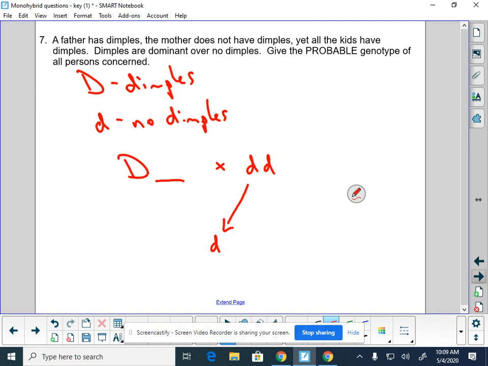If they have dimples, that means they had an uppercase D from dad. So probably the second allele is also a big D. Technically, it doesn't have to be. They could have all gotten this allele, but probability-wise, it's probably a big D. So again, no Punnett square needed for that one. And that's the end of the monohybrid practice questions for genetics.